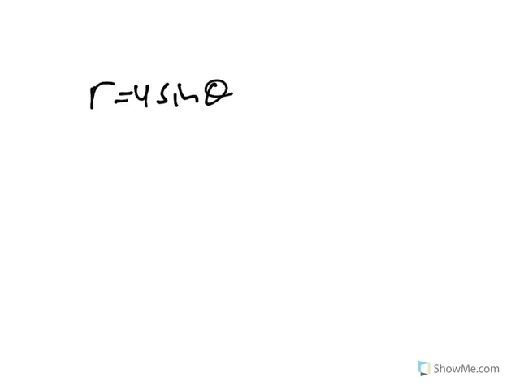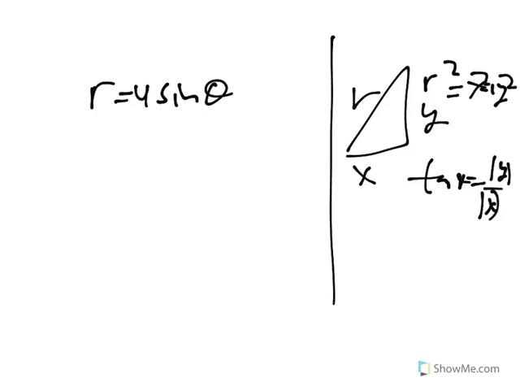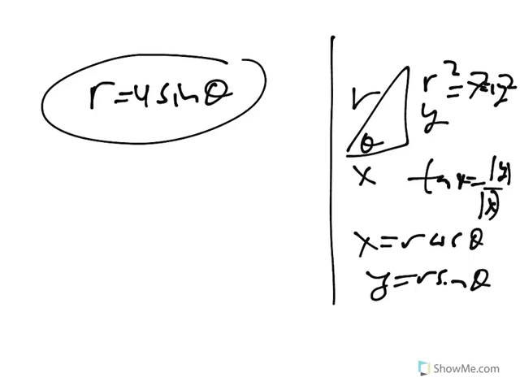Now, this doesn't look like, we had the relationships from the last lesson that are useful. These come in handy. R squared equals x squared plus y squared. This is r, x, y. Tan theta equals absolute value of y over absolute value of x. X equals r cosine theta, y equals r sine theta. So none of those things really appear here.